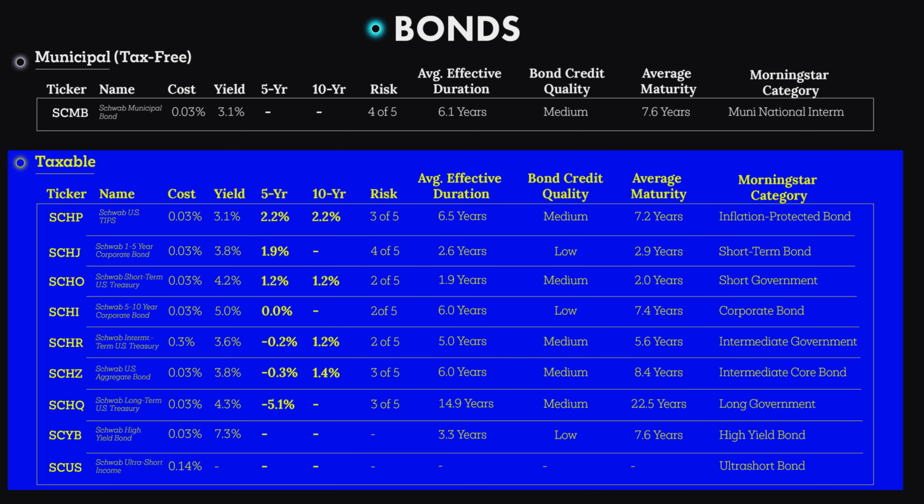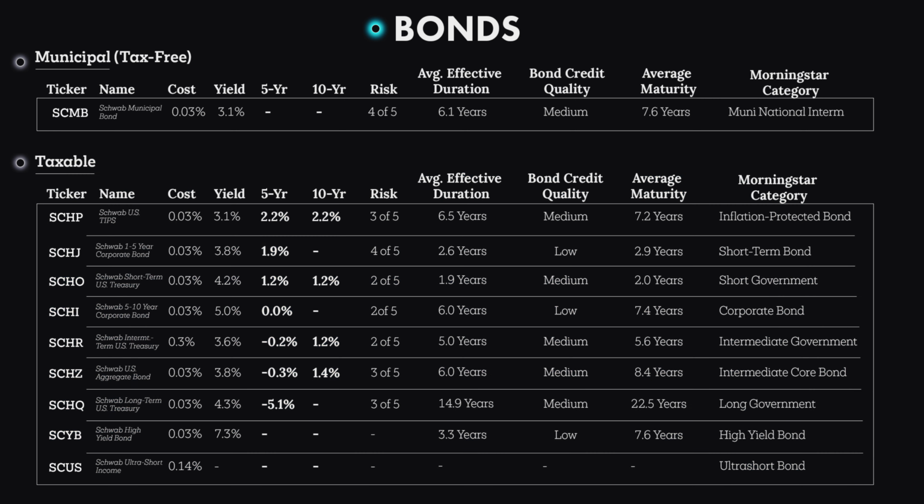There are 9 different funds available for you at Charles Schwab that are taxable bond ETFs. The best performing of those is SCHP. This is the Schwab US TIPS, or Treasury Inflation Protected Securities ETF. And the thing is, even though it's the best performing out of all these, it didn't really perform well because of inflation. The cost is 0.03%, the yield is 3.1%. It only had a 5-year return of 2.2% annually. And the 10-year is also only 2.2%. The risk is 3 of 5, and we won't go over all of these, but look, you can see them all here.